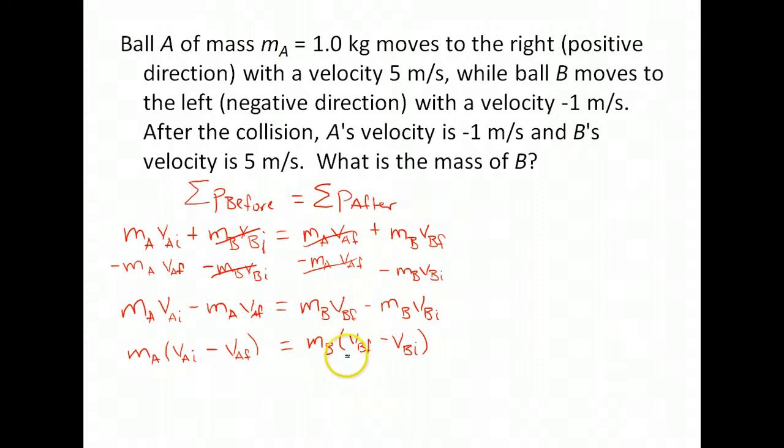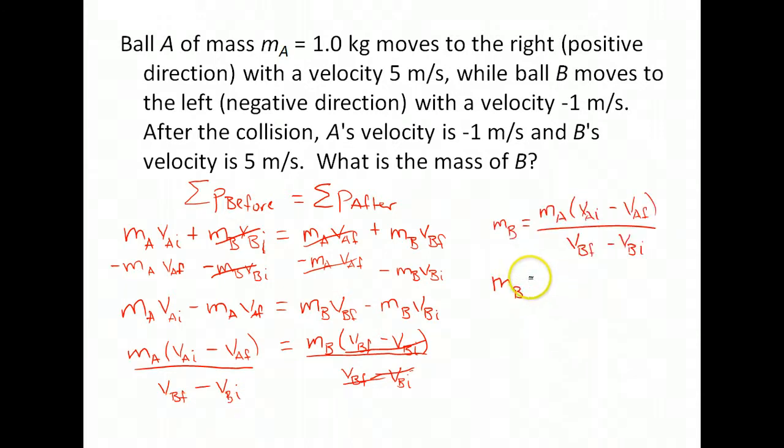Now, let's divide out the velocities here. The final velocity of B minus the initial velocity of B. Alright, so now we have our equation for the mass of B. Now let's just be careful and make sure that we plug in the correct numbers.